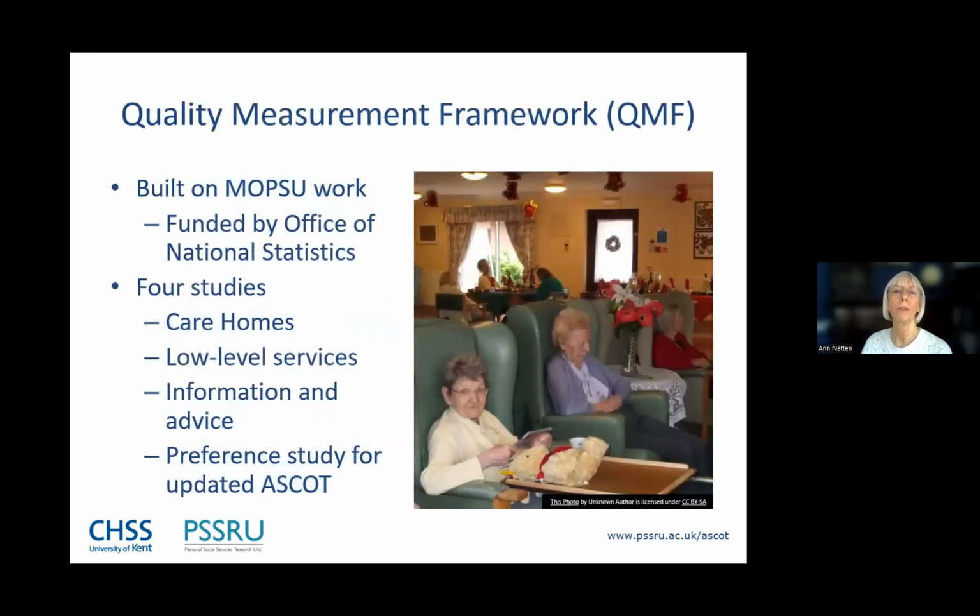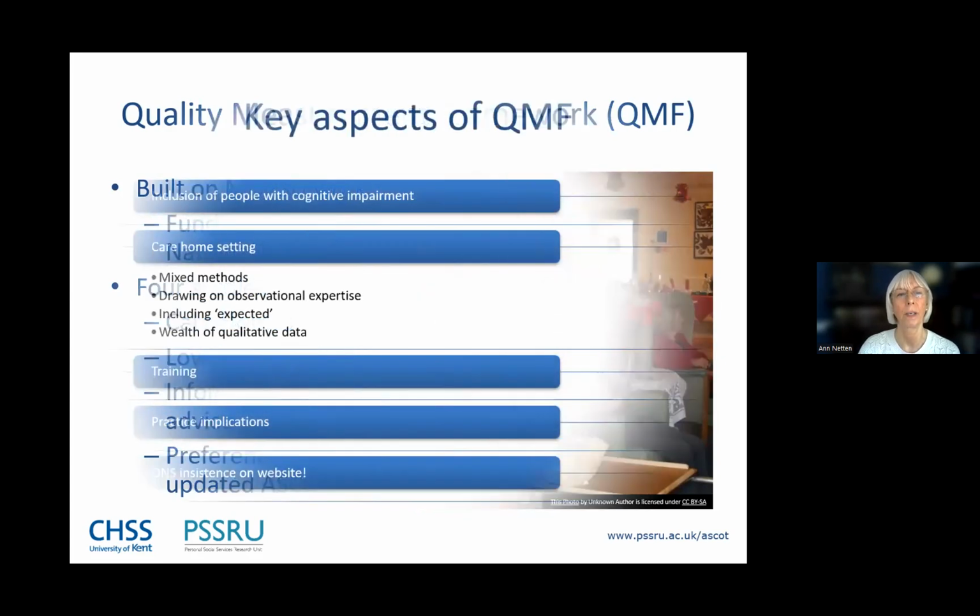So the quality measurement framework was funded by the Office for National Statistics, and it built on our previous work, the MOPSU work, and that included 4 studies, one setting care homes, another low-level services, one looking at information and advice, and a preference study for the updated version of ASCOT. The big influence on how ASCOT developed further was particularly through the care homes work.